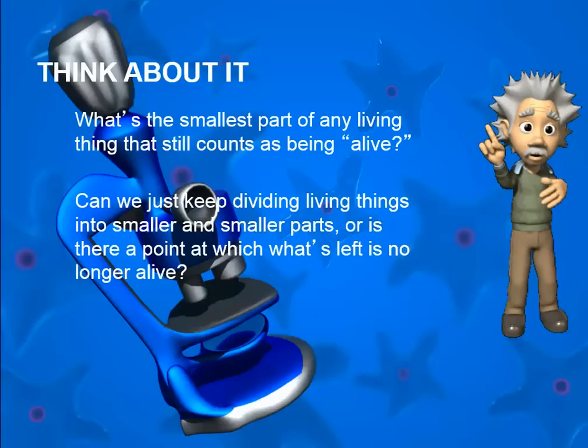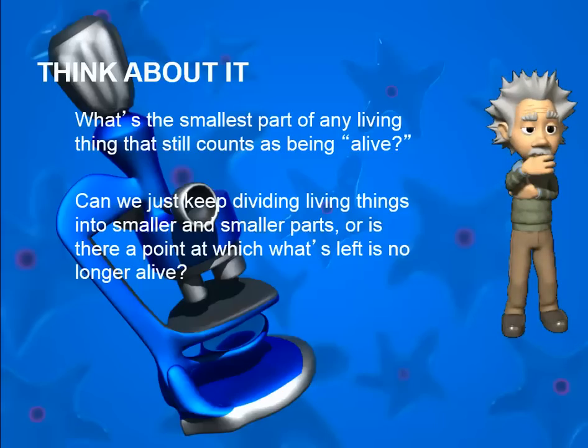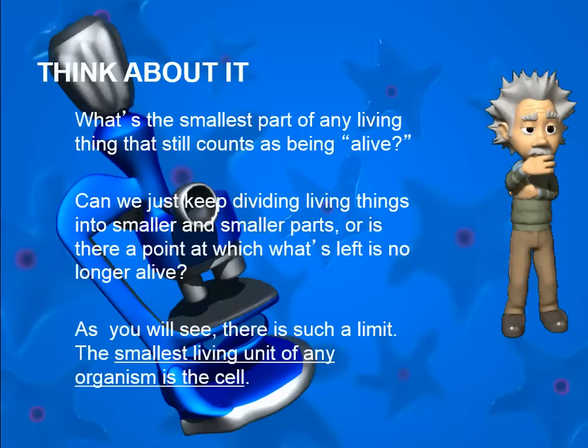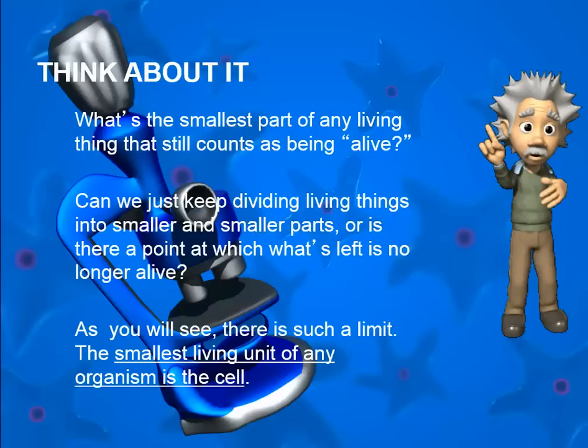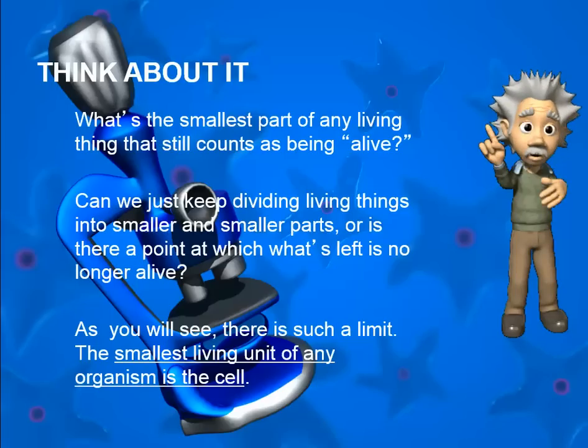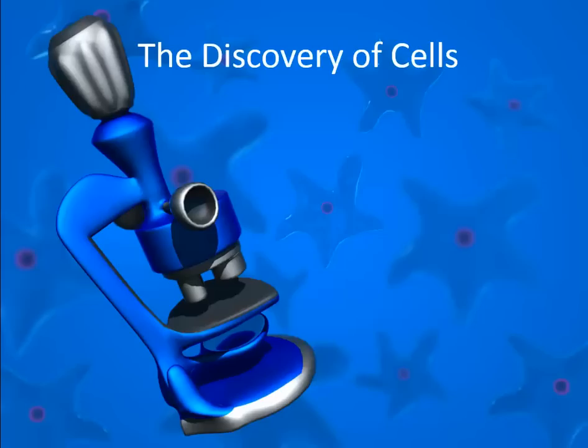So what is the smallest part of any living thing, and it's so small but it's still counted as being alive? That's right. It's going to be the cell. So the cell is the smallest living unit of any organism. So remember before, and probably in chemistry, you learned that atoms were the smallest unit of matter. Well, cells are the smallest living unit of organisms.